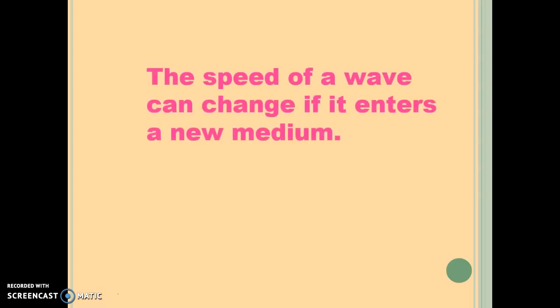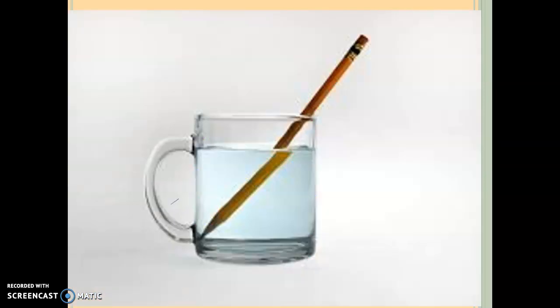The speed of a wave can change if it enters into a new medium. So here we have a pencil. Part of the pencil is in the air. Part of it is inside of a glass that contains some water. So we have multiple different mediums here. It looks as though the pencil has been cut in half and that it's not one continuous pencil. But that is not the case.